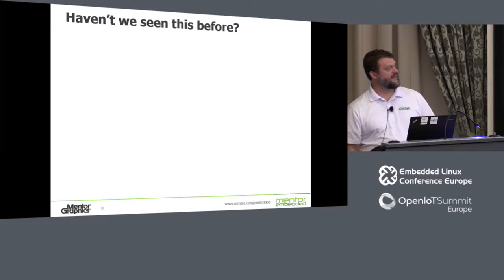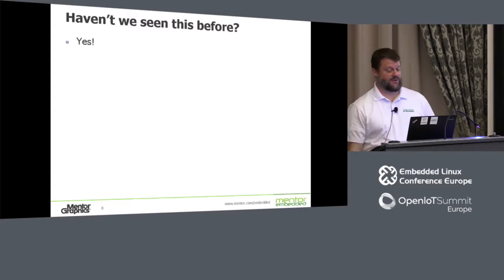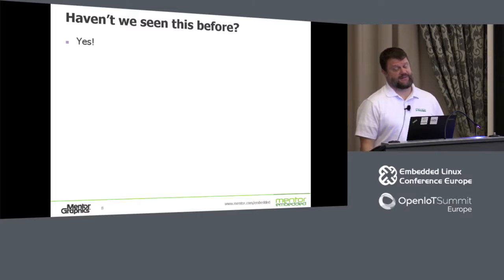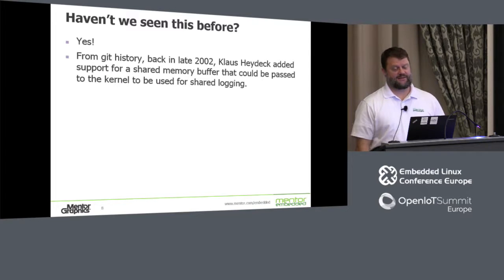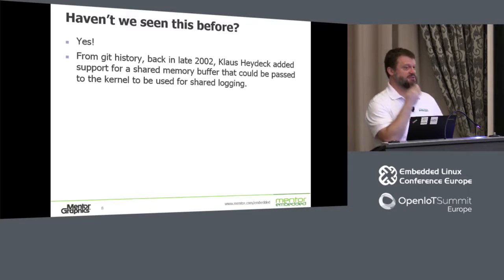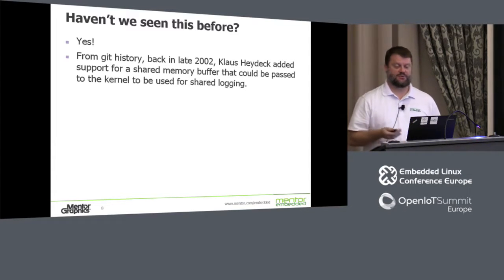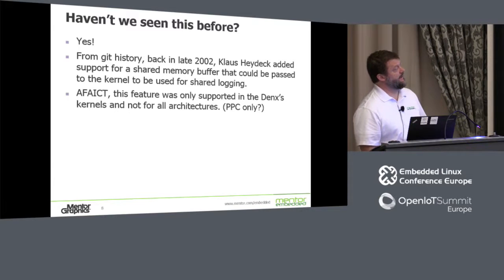But first, I had one or two people actually ask me about this. This has been done before. This has been seen before. Again, I didn't come up with this original idea. If you go back and look at the history, you can see that in late 2002, there was support added by Klaus Hadeck, that was the commit that I found, in U-Boot, that gave support for a shared memory buffer that could be passed to the kernel. And this was going to be used for, among other things, shared logging.